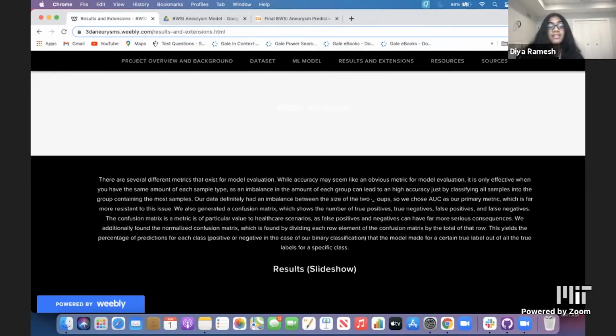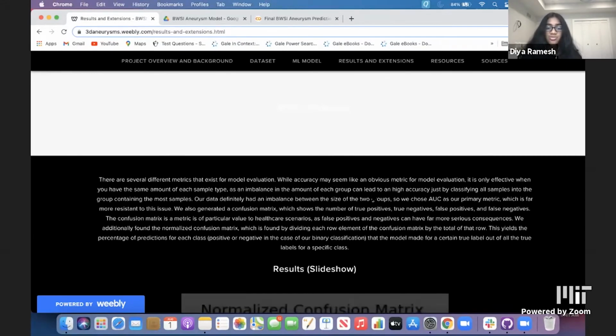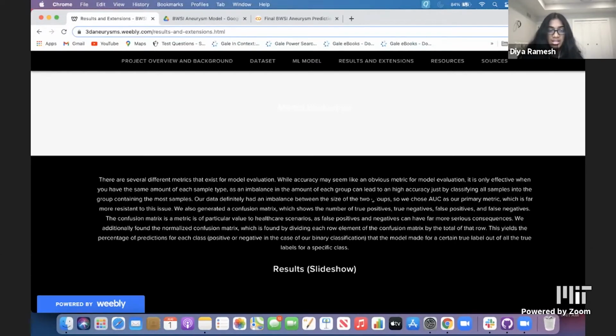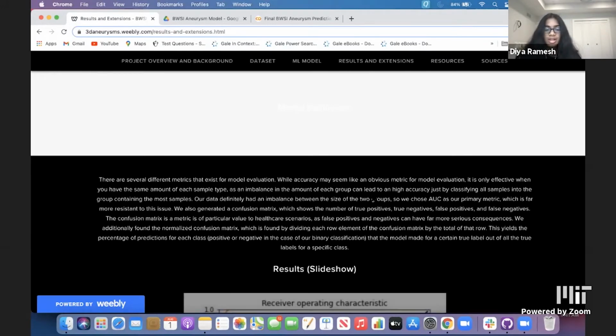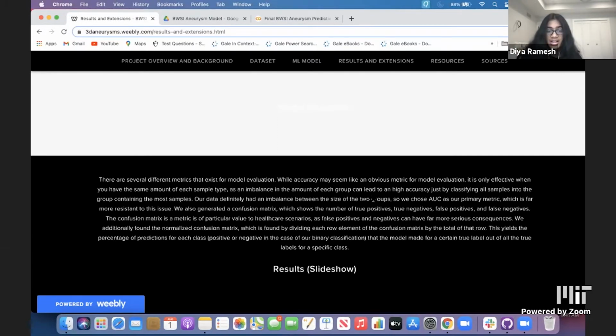So we additionally found something called the normalized confusion matrix, which you can get by dividing each row element of your confusion matrix by the total of that row. This will give you the percentage of predictions for each class that the model made for a certain true label out of all the true labels for a specific class. And just a heads up, in our case there are only two classes, positive or negative, because we're doing binary classification.